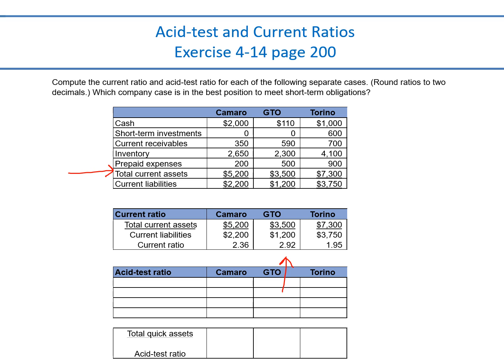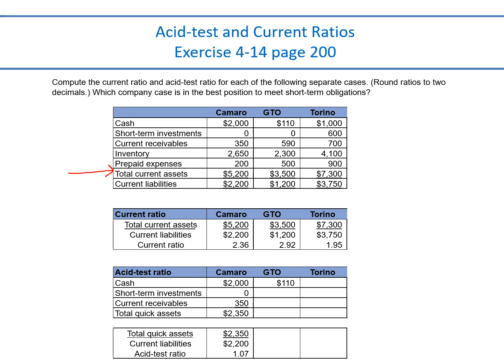And then for the acid test ratio, it's total quick assets divided by current liabilities. And so quick assets are cash, short-term investments, and current receivables. So you just bring those numbers down, 2,000, 0, and 350. So Camaro has total quick assets, sorry, of 2,350. Total current liabilities of 2,200. So they have an acid test ratio of 1.07.